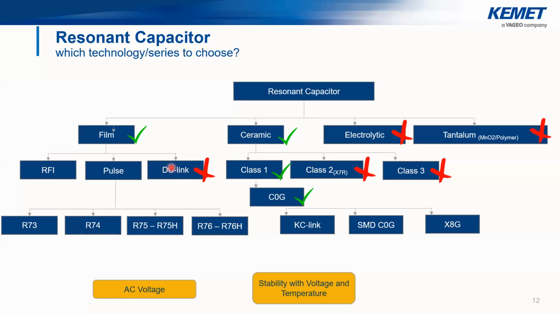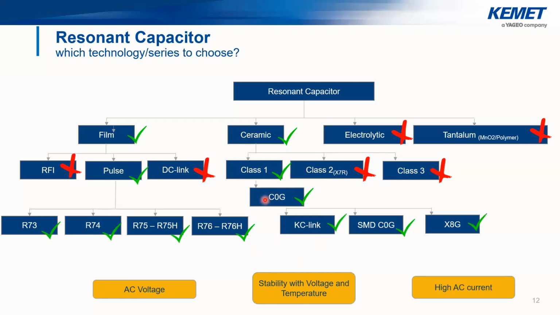Taking the ceramics, we can keep the class 1, class 2, and class 3. However, since stability is a requirement here, class 2 and class 3 cannot be selected, mainly because these two classes of capacitors are unstable with the operating temperature, frequency and voltage, which will lead to different performance than the one required. So from the ceramics, we will keep the C0G dielectric.